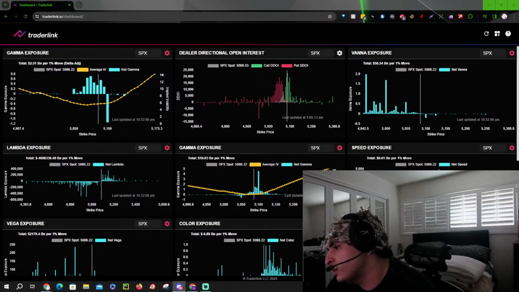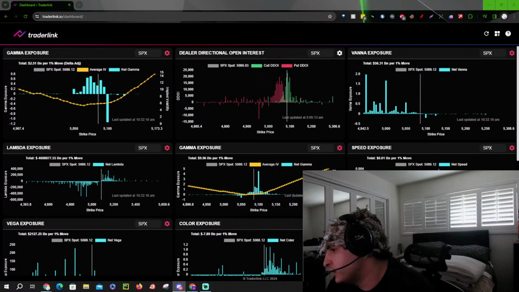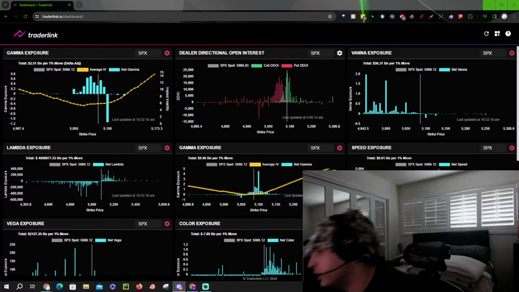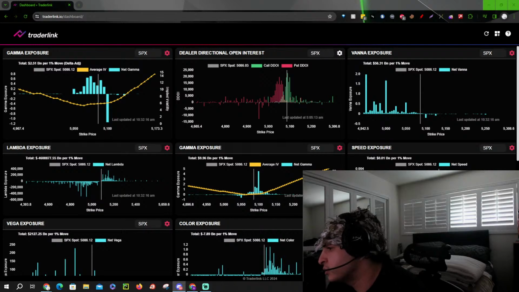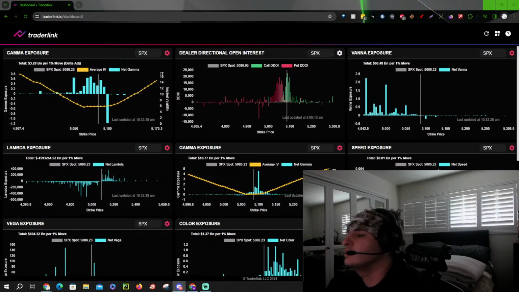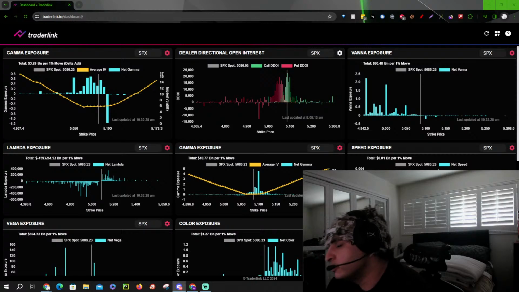Looking at delta adjusted gamma right now, it's huge at 5,100 but massively negative as well. Does that mean there are a lot of sellers waiting? Yes, to answer your question, KMA, I do believe that is a sell wall.